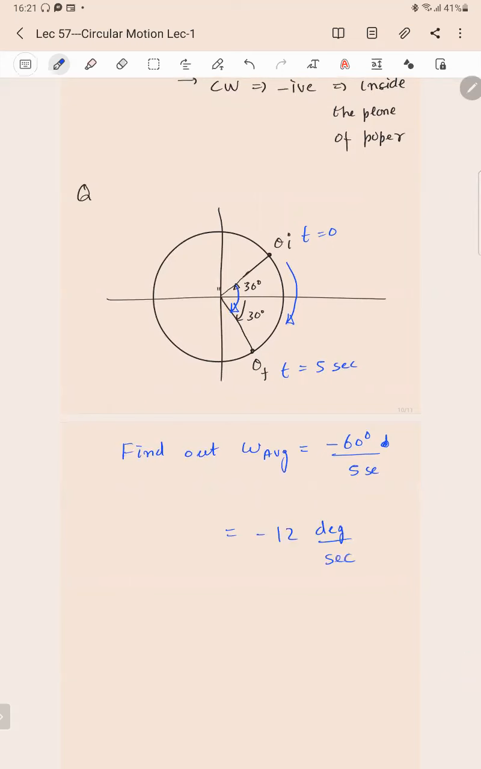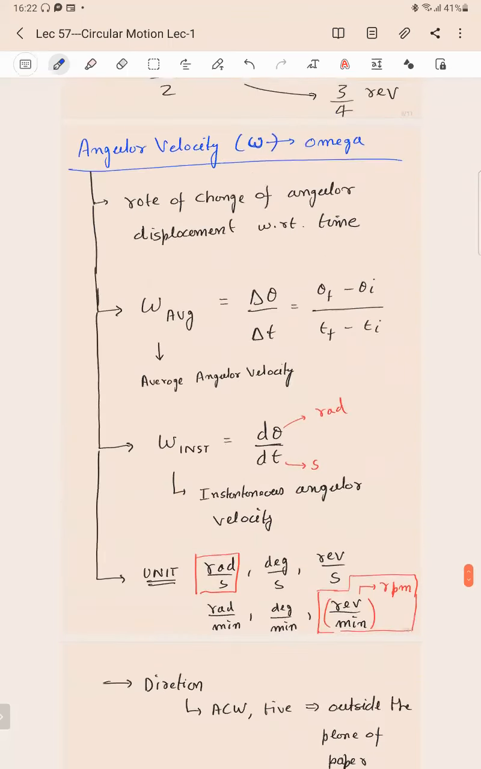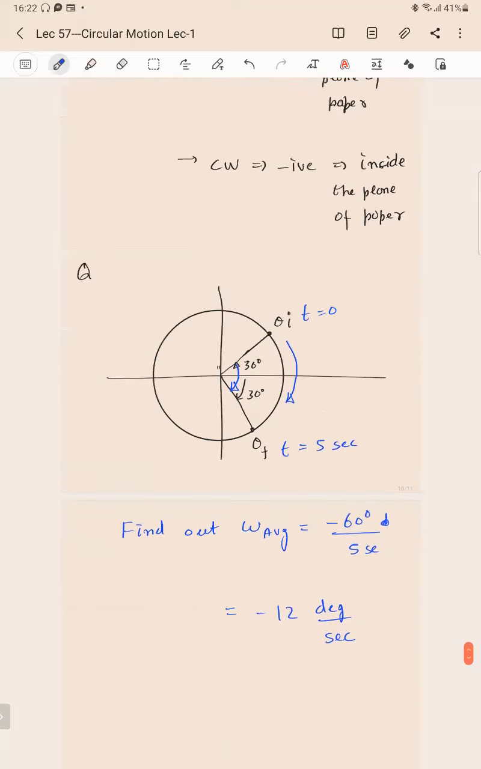Are you getting it? Sir, I have done differently. You have done differently, but the formula is the same, no? Omega average is del theta by del t. You have not put del t at the bottom. Sir, I got 300 degrees upon 5. No, you have taken it in a wrong way. The angular displacement is like this, no? It has not gone like this actually. You have taken it in the anti-clockwise sense.